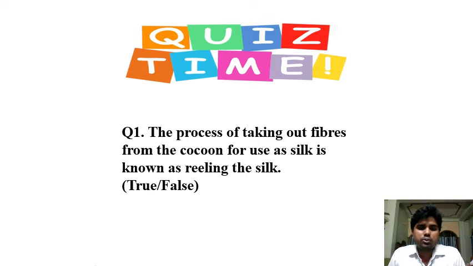Now you have to answer this question. The process of taking out the fibers from the cocoon for use as silk is known as reeling the silk. I will give you 30 seconds, students. You have to answer this question.